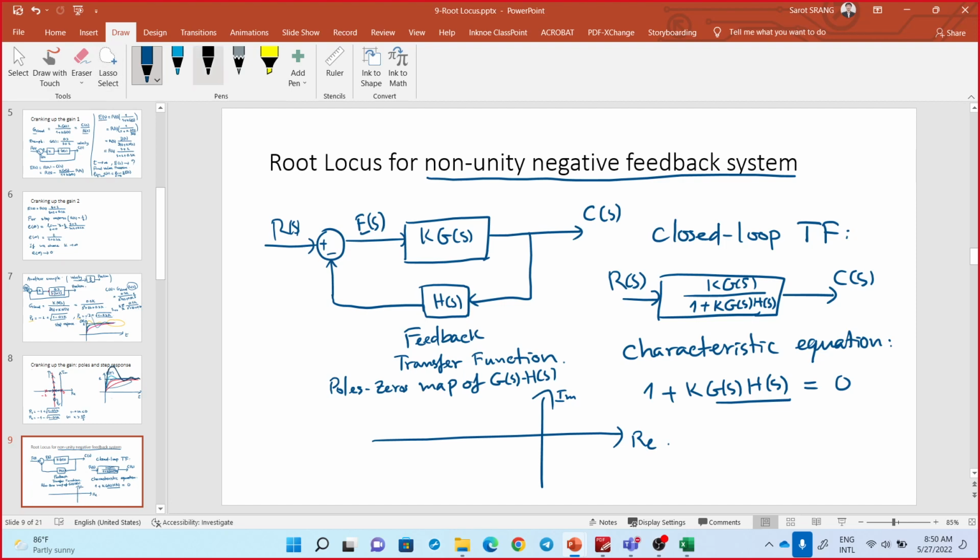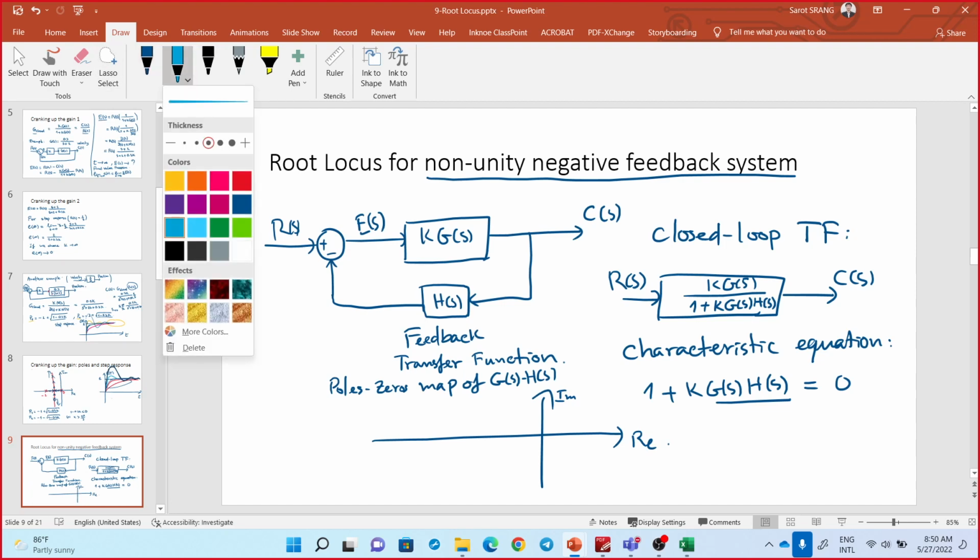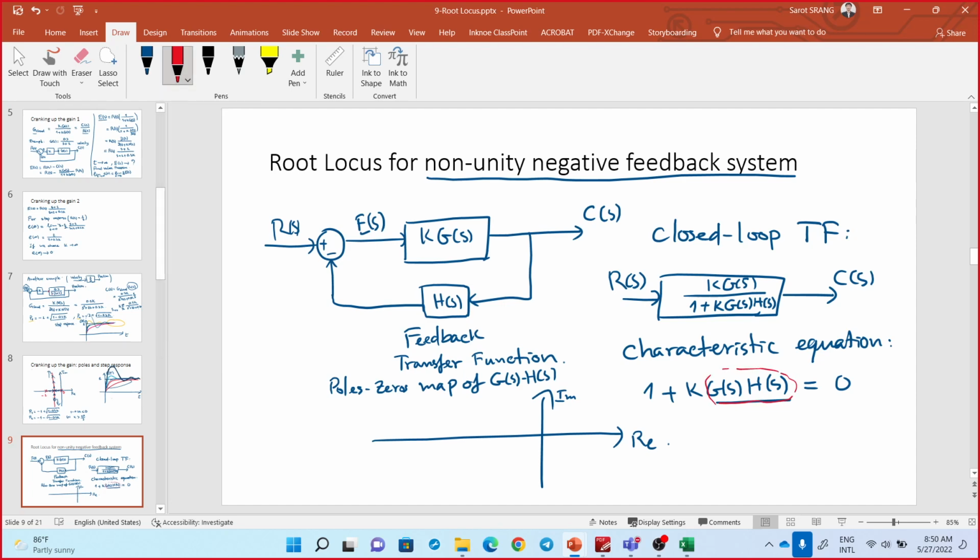Okay, this one. So you just multiply these two transfer functions together.